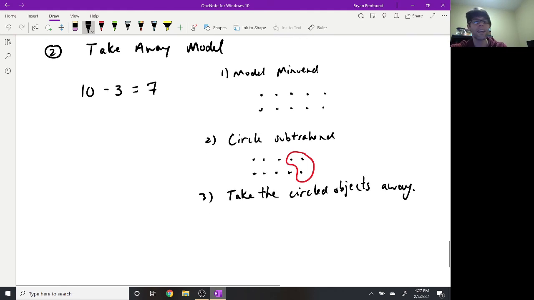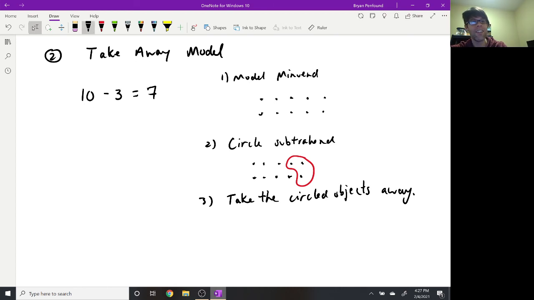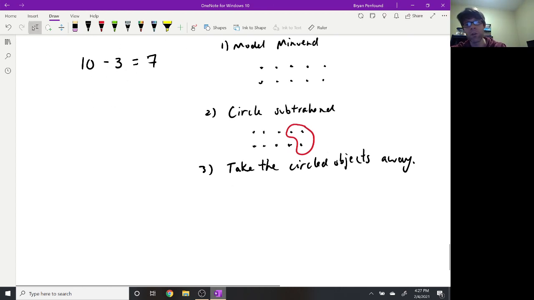So this is why it's called the takeaway model, I guess. And then your result should be what's left over. So 1, 2, 3, 4, 5, 6, 7, right? And sometimes you'll see me draw a little arrow like this. If you see me circling something and drawing an arrow, it means I'm going to be taking away those things. I'm moving those objects away from the actual picture that I'm working with. And then whatever's left over is our result.